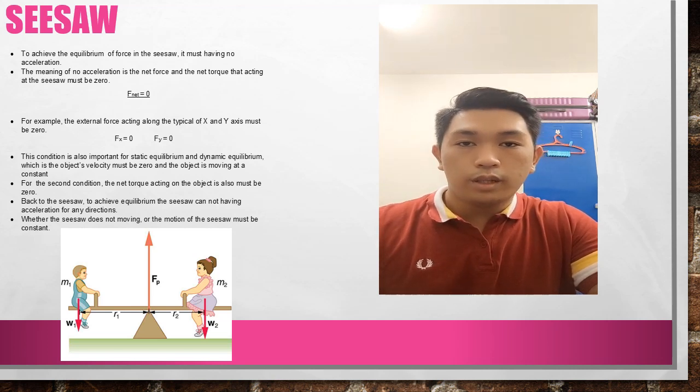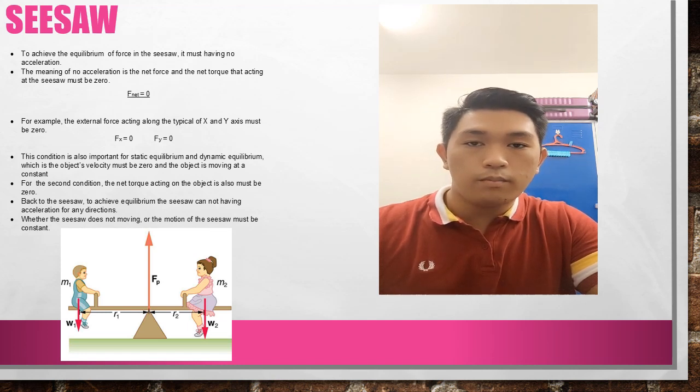Today I'm going to explain about the application of equilibrium in the seesaw. A seesaw is a long plank balanced in the middle on a fixed support. The children will sit on each side of the plank and swing up by pushing the ground alternately with their feet.